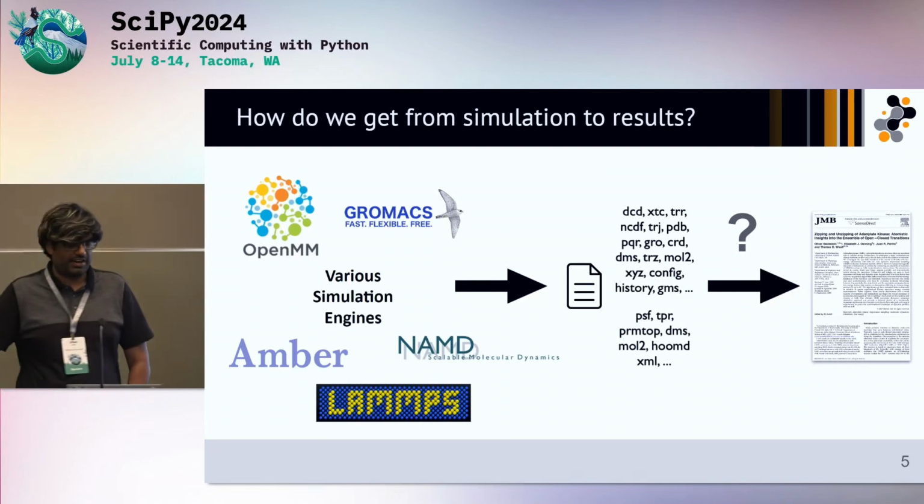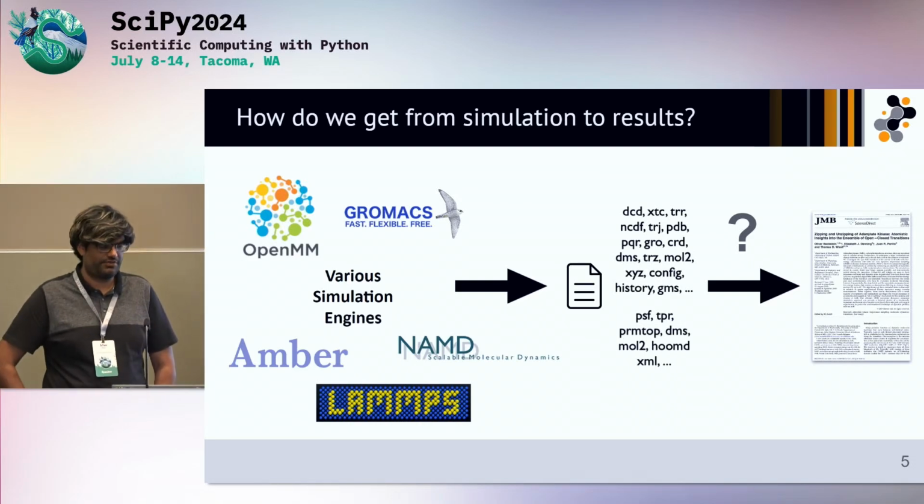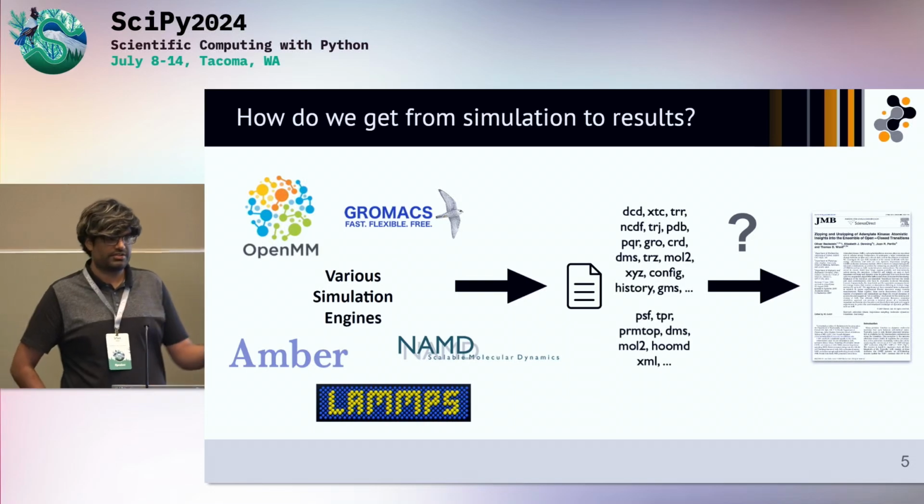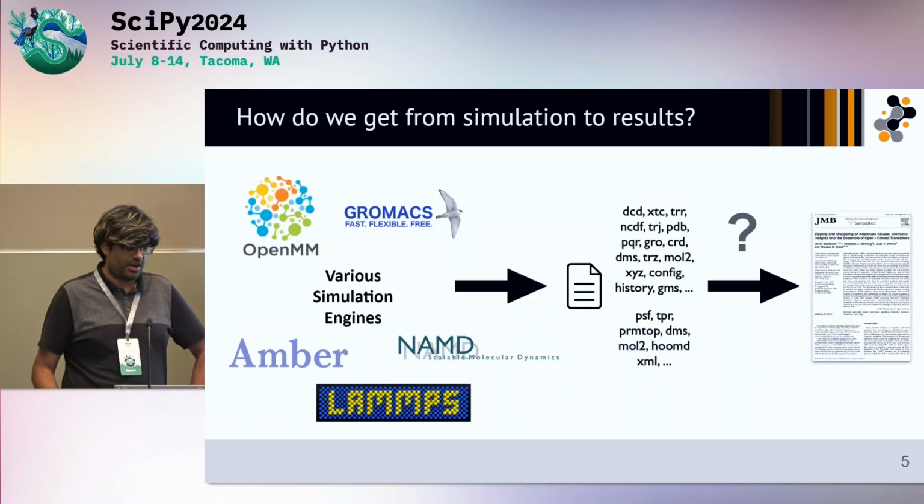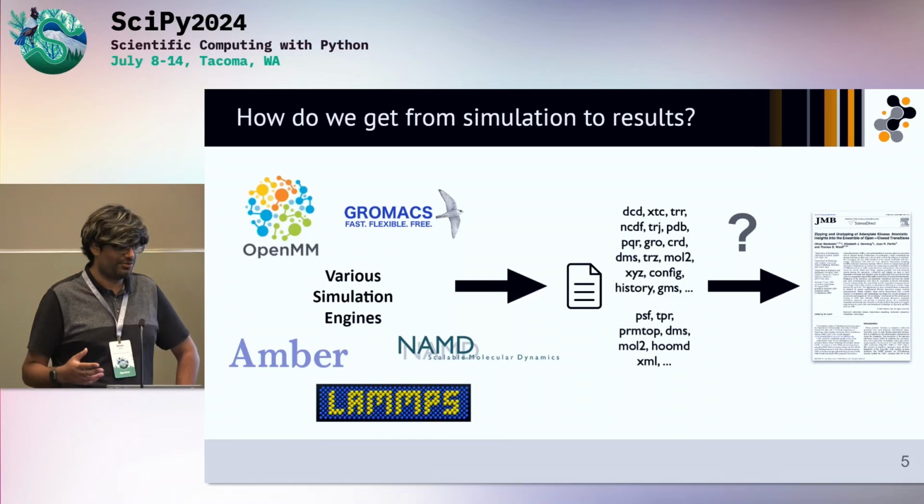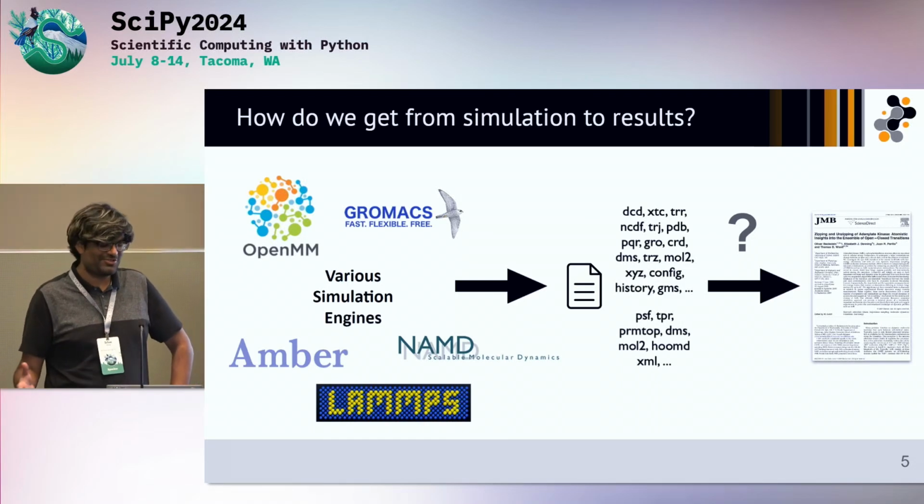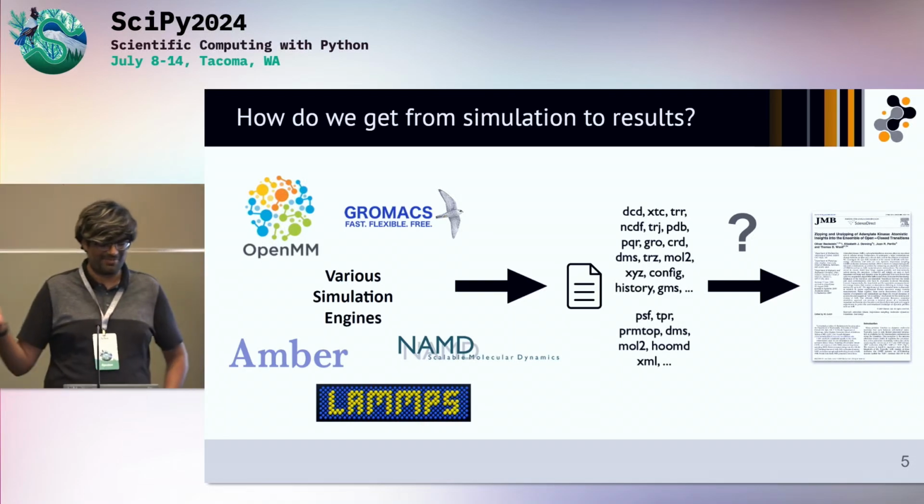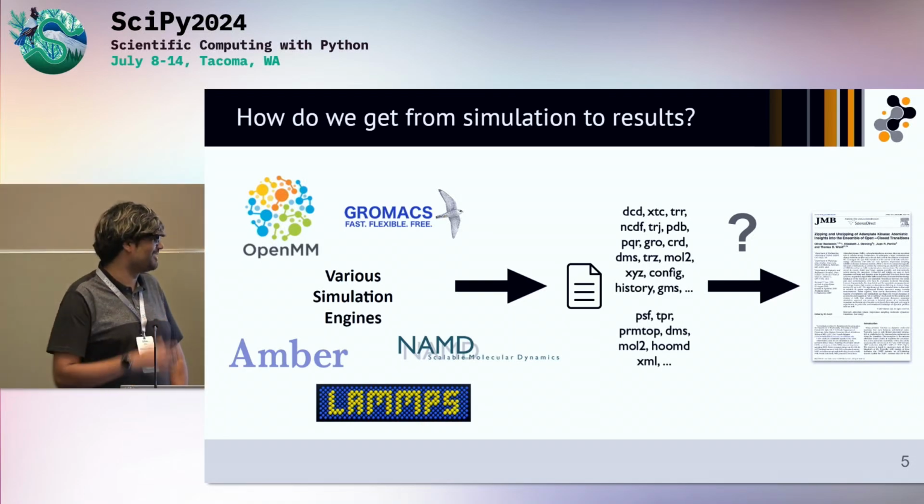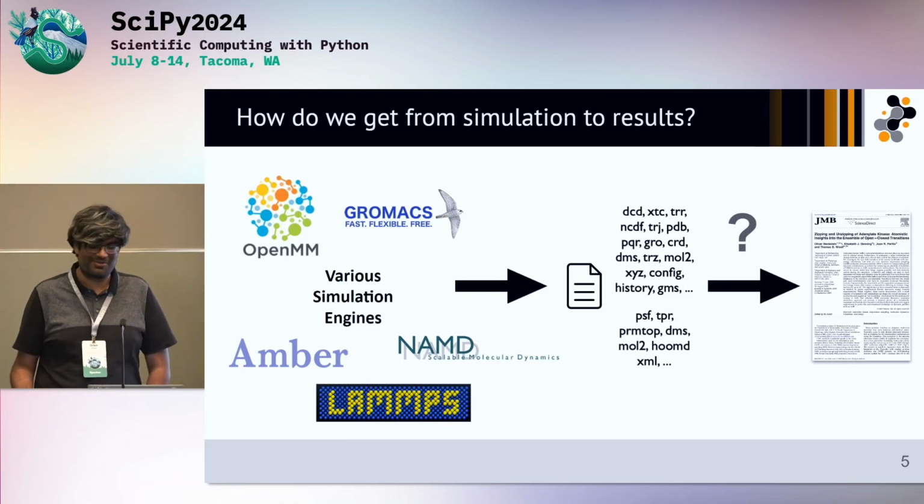So how does this work in practice? If I want to get from simulation to result, I will take a set of coordinates and some description of the energies of my system. I will find an MD engine that I want to run my simulation in, and there are many of these. It could be OpenMM, GROMACS, AMBER, NAMD, and so on. It really depends on what I want to do.